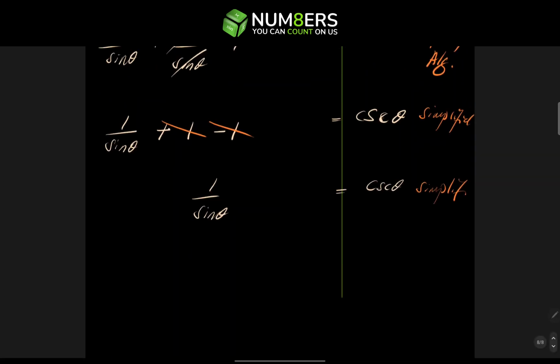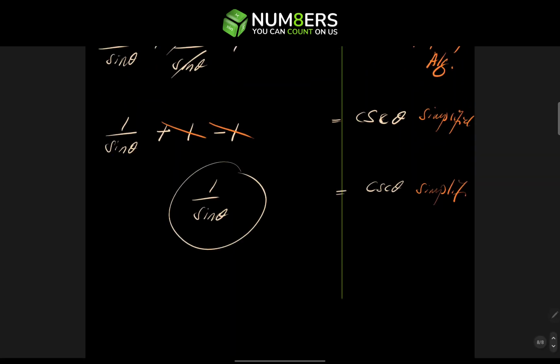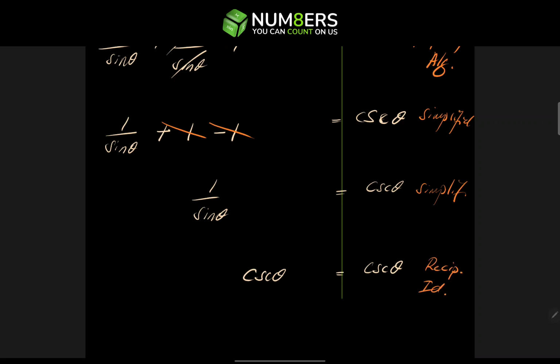And finally, the last step is to notice that 1 over sine theta is just cosecant theta by using the reciprocal identities. So we have cosecant theta is equal to cosecant theta by using reciprocal identity. So right, reciprocal identity, and this question is done.